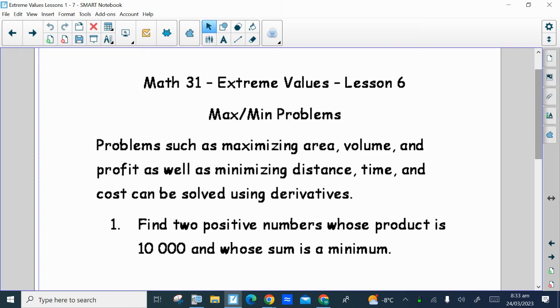Okay, so we're going to spend the last couple lessons looking at max and min problems. Remember that Tuesday we'll have a quiz on this chapter. We'll also be starting the next chapter on curve sketching.